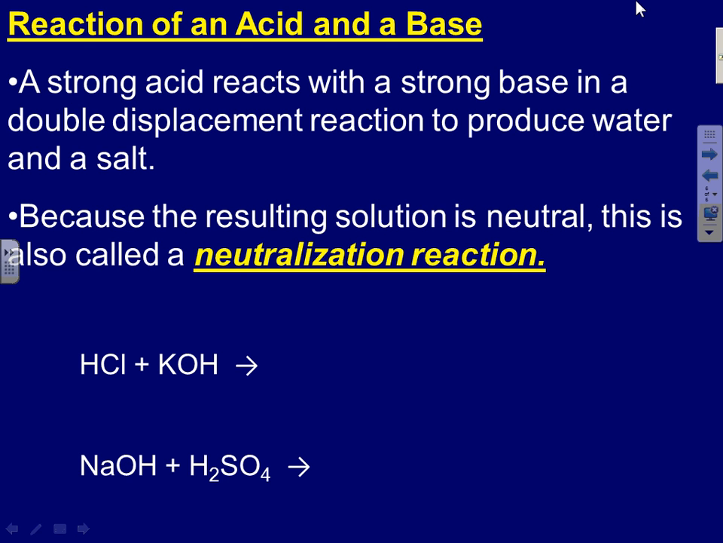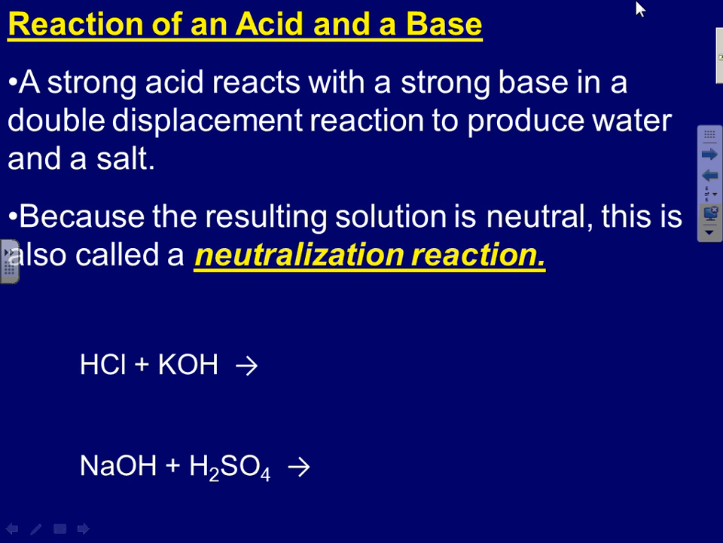A strong acid reacts with a strong base in a double displacement reaction to produce water and a salt. Because the resulting solution is neutral, this is called a neutralization reaction. Now, we've done double displacement reactions. We've balanced them. We've seen neutralization. I've shown you various techniques in balancing. I'm going to show you another variation of it here.